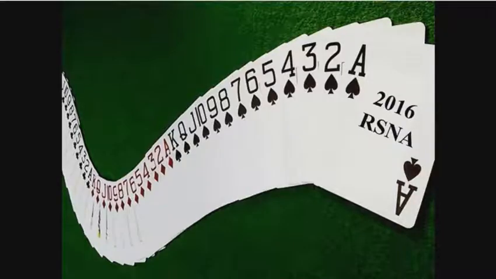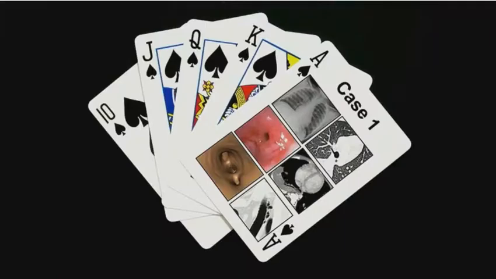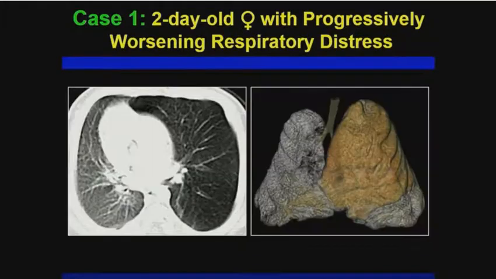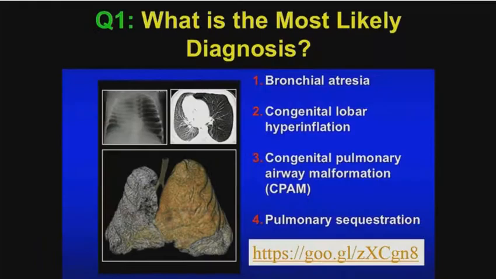We're going to start with case number 1. So this was a 2-day-old girl presenting with progressively worsening respiratory distress. And what I have for you is a plain radiograph of the chest, frontal view, and a lung window CT image. And we also have 3D volume rendered images looking from the frontal view. And directly going to the question that I have for you is, with this clinical presentation and imaging findings, what would be the most likely diagnosis?